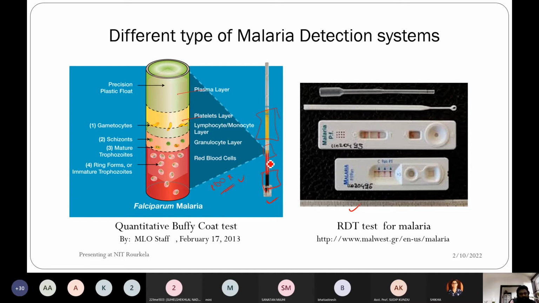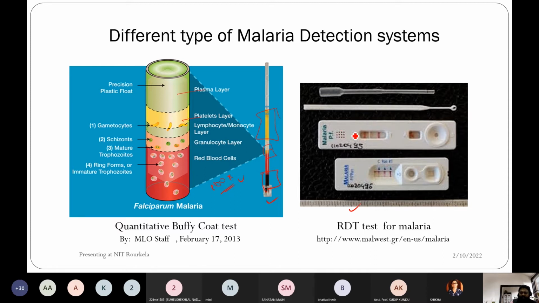This is one area, and it depends upon the stage of the infection. If it is highly infected, then you can see it in the upper layer, but if it is a very early stage, then you can see it here, because we see a small pigment of the malaria parasite here.